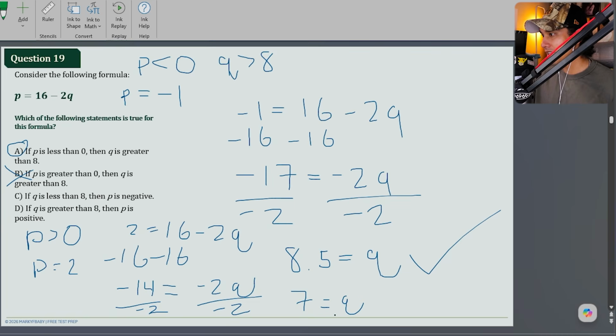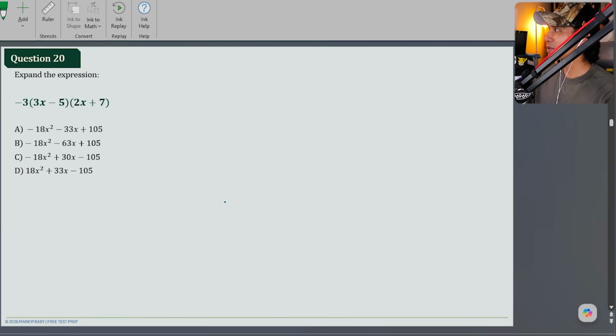If Q is less than 8, then P is negative. No, in fact, P is positive. We're just doing the reverse now. If Q is greater than 8, then P is positive. No, we needed to choose a negative value in order for Q to be greater than 8. Therefore, D is incorrect. Let's go ahead and go on to question 20.